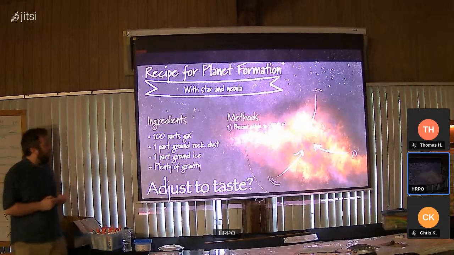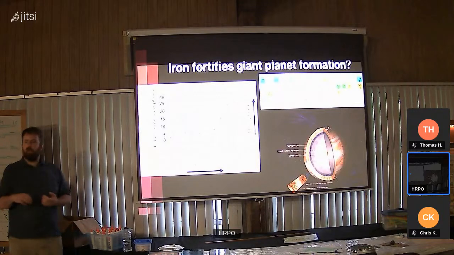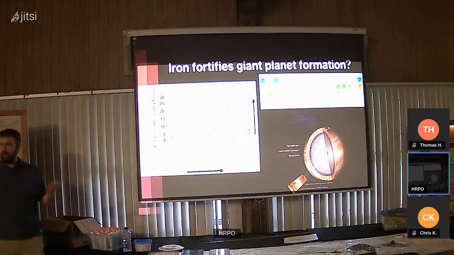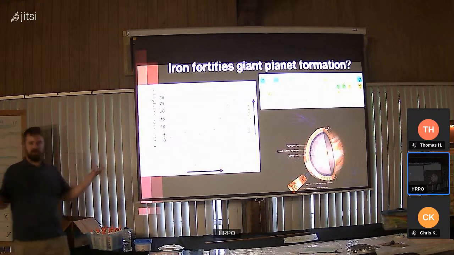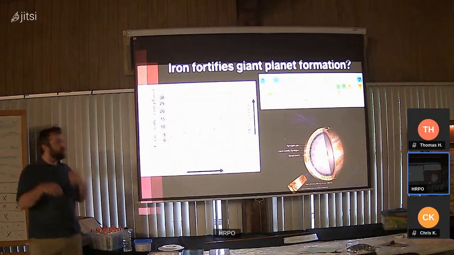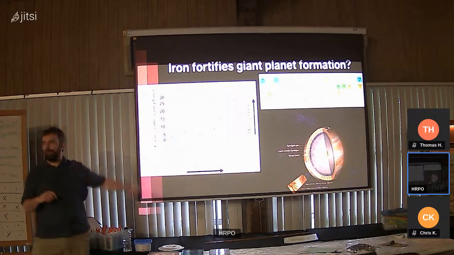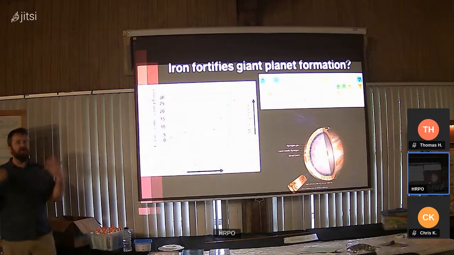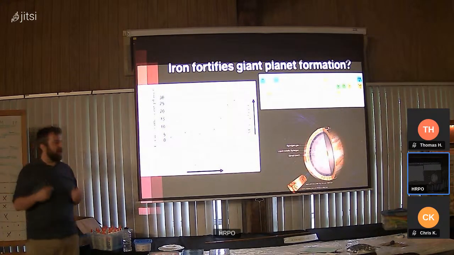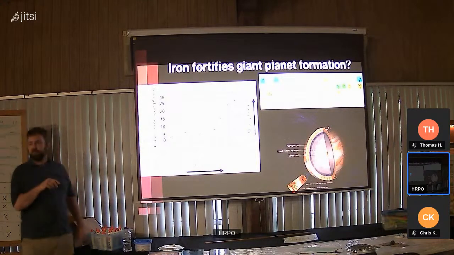So what we do know is that if you increase the total amount of non-hydrogen and helium, so astronomers' metals, usually traced by iron, if you increase the amount of iron, you will increase the number of giant planets that you produce. So if a star has a higher abundance of iron, so more of its mass is iron, then it will tend to have more planets. But it's a pretty strong effect.